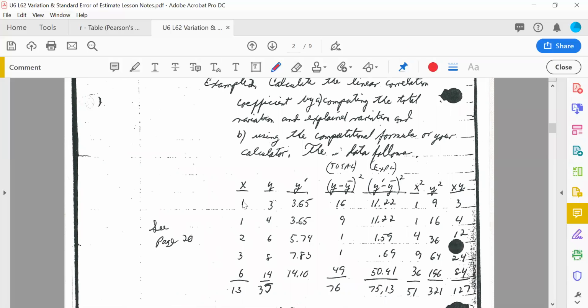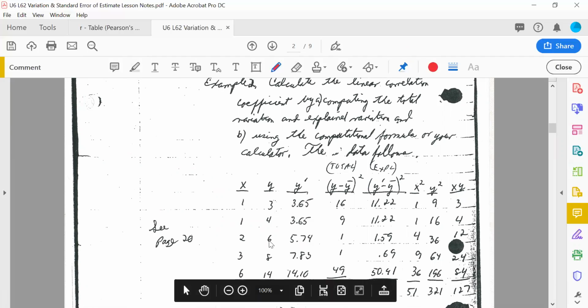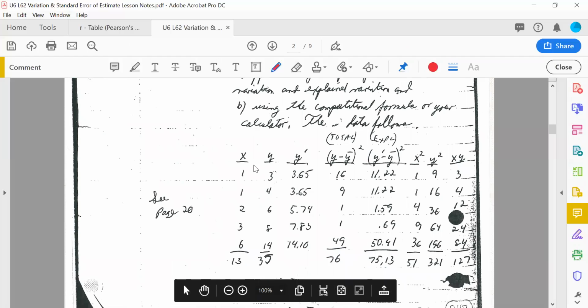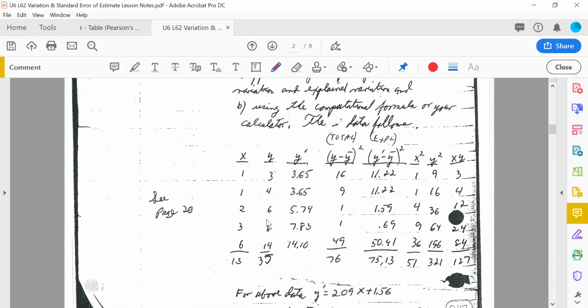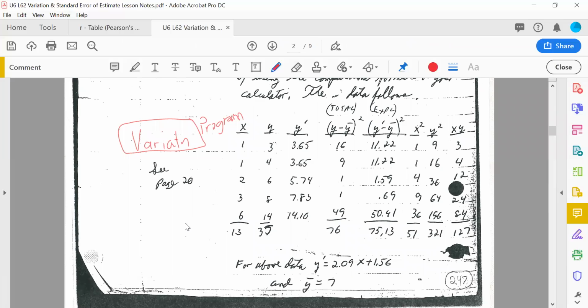So here's the data. The x's are here, the y's are here. Now you could put these in L1, y's in L2, and do stat, calc, and reg. Instead, we're going to run a different program. It's called variation. This is how it's spelled on your calculator, the variation program. This program is going to give you everything, including the kitchen sink. Maybe not. All right, so let's just get right to it.